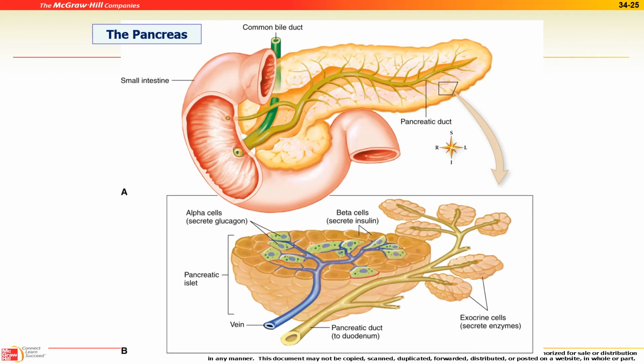Also, on the islets, you'll have alpha and beta cells. So alpha cells will produce glucagon. The beta cells produce insulin. So if you have high blood sugar, insulin will lower the blood sugar. But if you have low blood sugar, glucagon will tell your liver, your muscles, anywhere, hey, I need more sugar in the blood, and it'll increase your blood sugar.